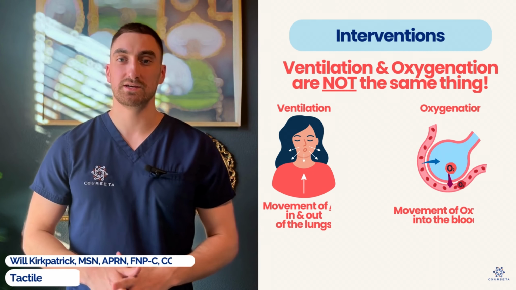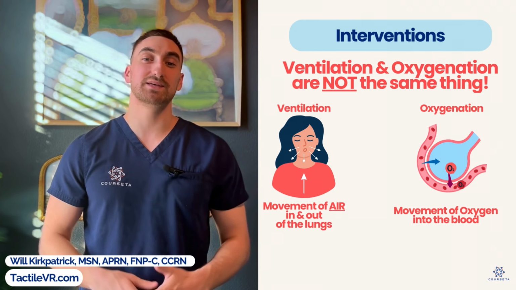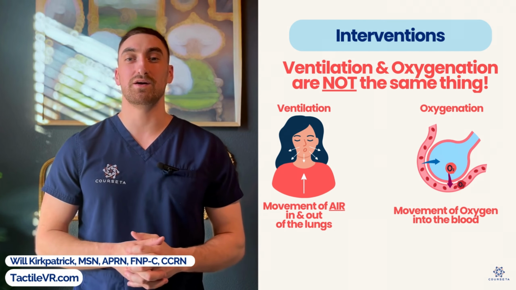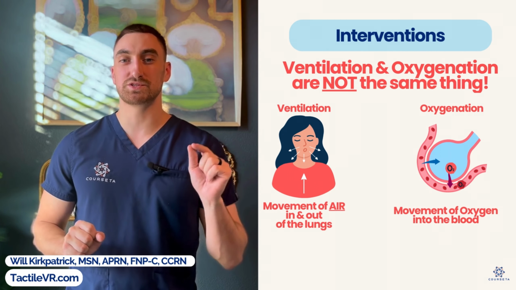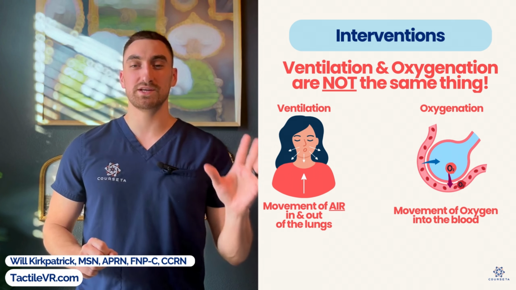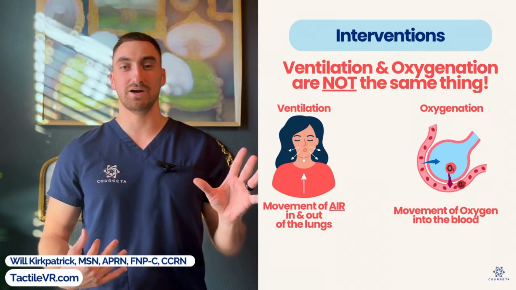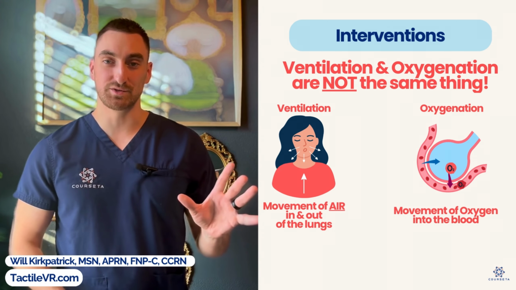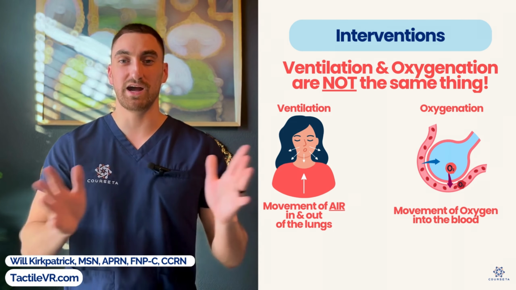Now, interventions. I want to tell you something that's very simple to understand. These nursing exams and the NCLEX love to question you about one specific thing. These patients have chronic obstructive pulmonary disease. What is it obstructing? It's obstructing ventilation, so the movement of air into your lungs. So the most therapeutic intervention we can do is improve ventilation, not necessarily improving oxygenation.